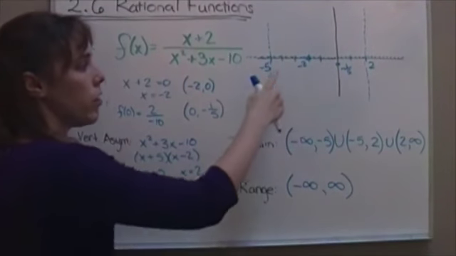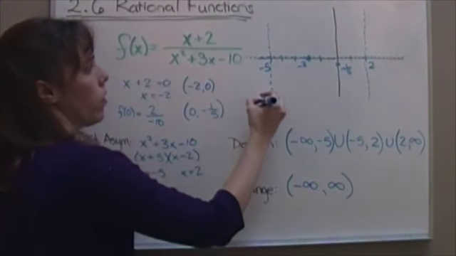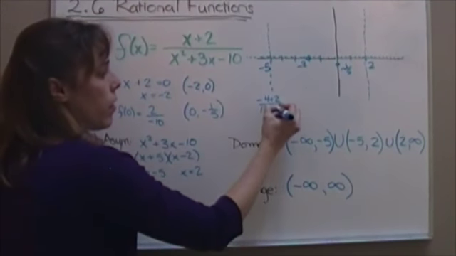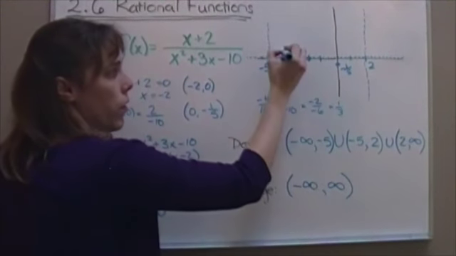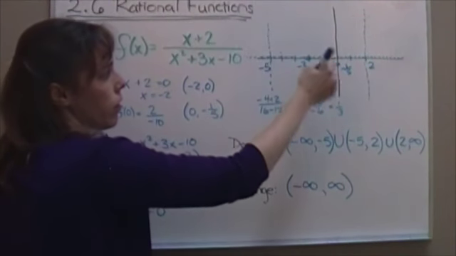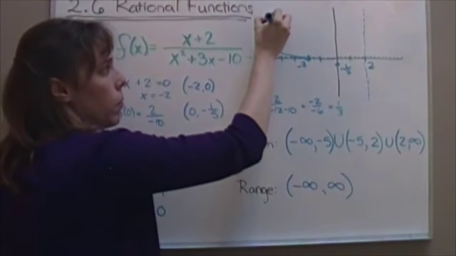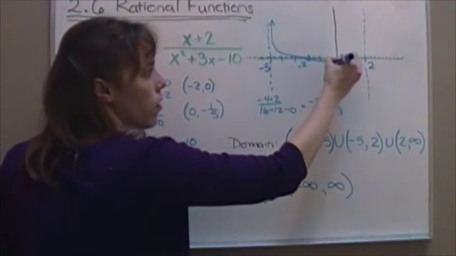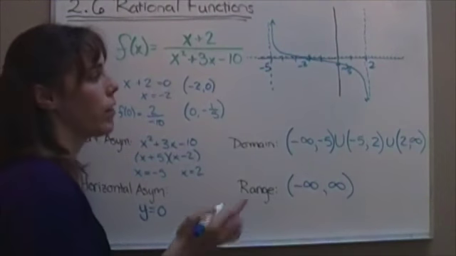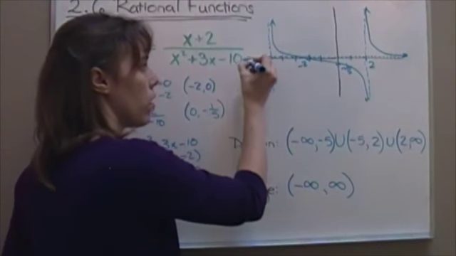Okay, so let's look at a point like negative 4. If I plug in negative 4 plus 2 over 16 minus 12 minus 10, 1/3, it's going up. This graph here is going down on this side. I'm going to get a graph that looks like this. Up here. Down here. You can also use your graphing calculator to give you whether the graph appears on the top or the bottom. Okay.